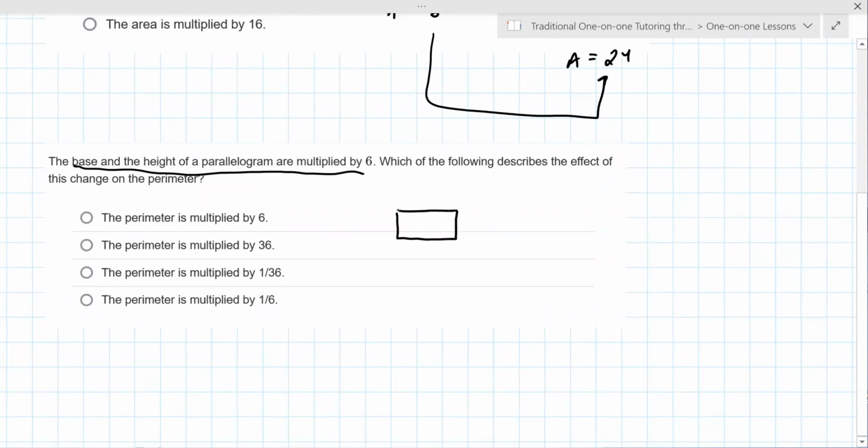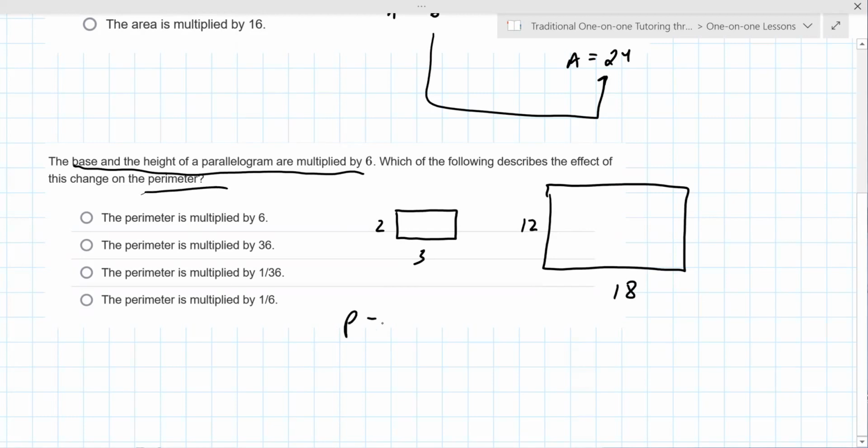Let's use a rectangle. A rectangle is a parallelogram. What is the new base and height? The new is it for both base and height. Okay, so my height would be 12 and my length would be 18. Okay, so I want you to find the perimeter of both and let me know what happened.